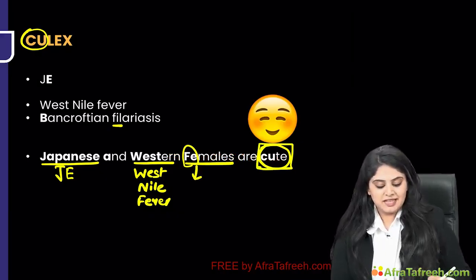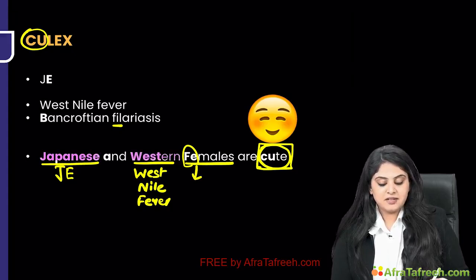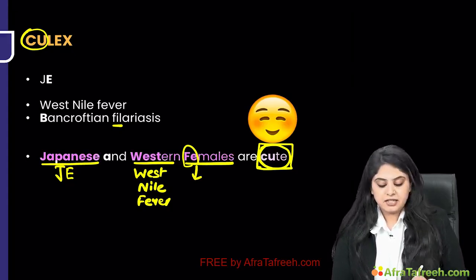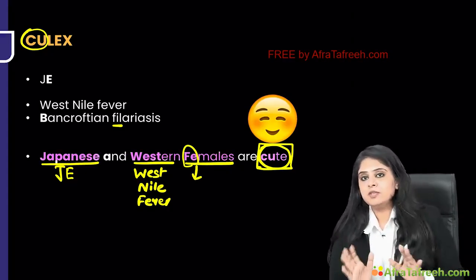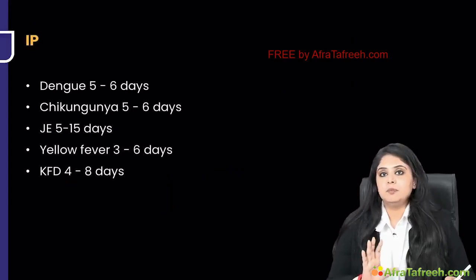So remember once again, that's quite an interesting mnemonic. So Japanese encephalitis, West Nile fever, and then you have females with filariasis and cute for Culex. So you know what are the ones by Aedes, you know which are the ones by Culex. Now you're going to go ahead and also learn all of their incubation periods in one go.